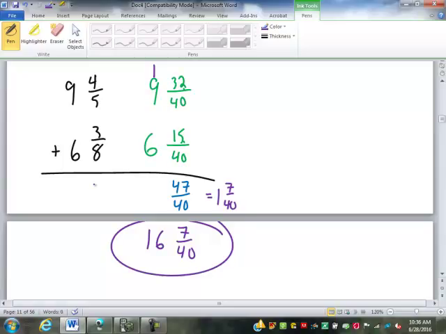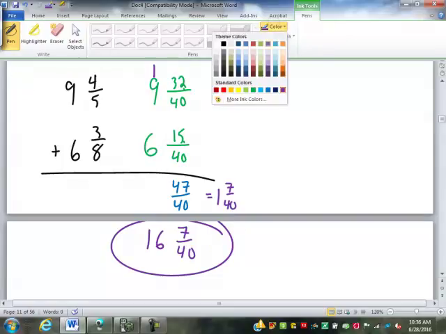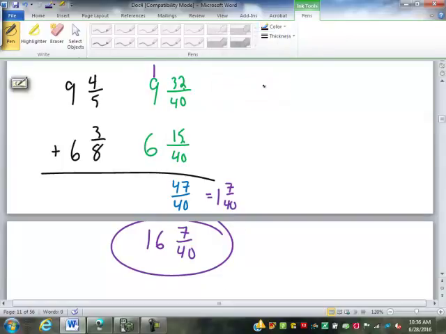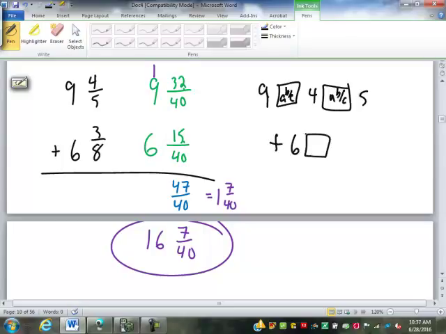My kid showed me an easier way last night to put it into an improper fraction so you can do it in the calculator. Well, on your calculator, you can actually just put them in. 9, press your ABC key, 4, press the ABC key again, 5. That enters the 9 4/5, plus 6 ABC, 3, hit the ABC key again, 8, and then hit equals. And it will spit out 16 and 7/40ths.